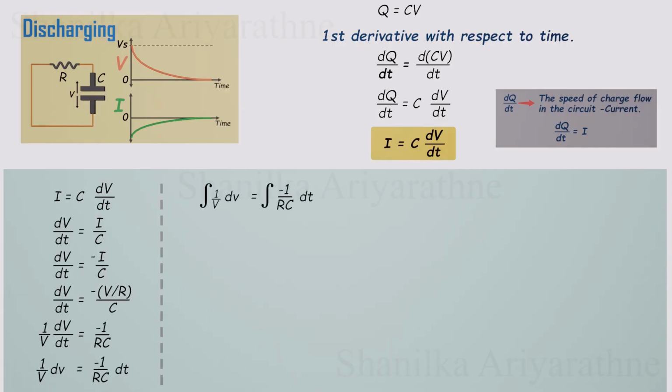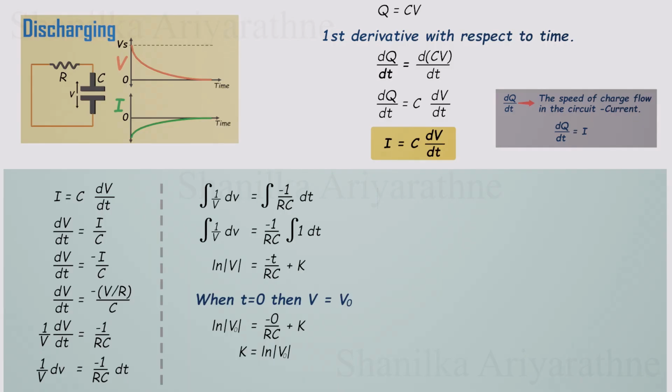To solve it, we integrate both sides, which basically means we're figuring out how the values change over time. After integrating, we get an equation that looks like this. There's a constant, K, in the solution, and we can figure it out using the initial conditions. At time t equals 0, the voltage is V0, so K is equal to the natural logarithm of V0.